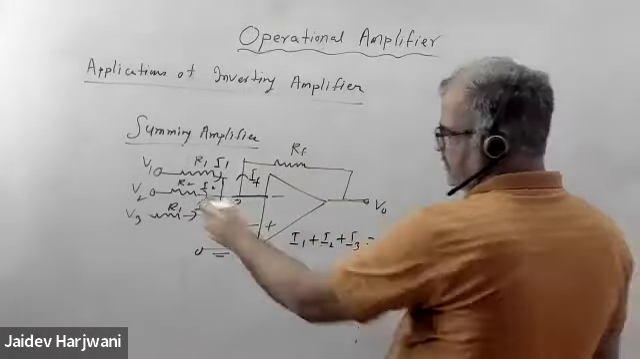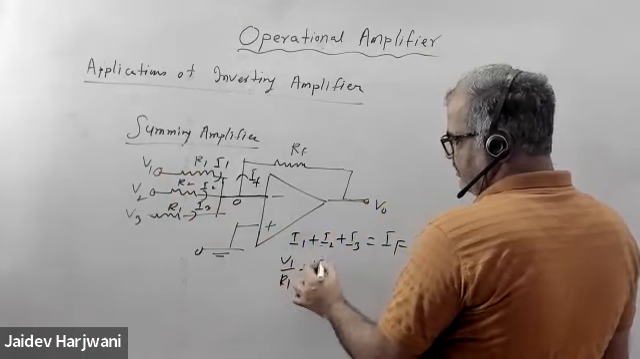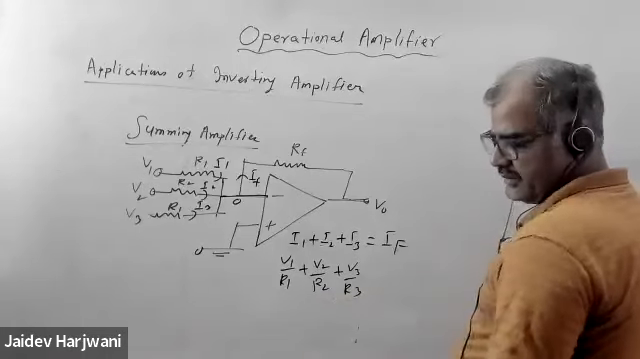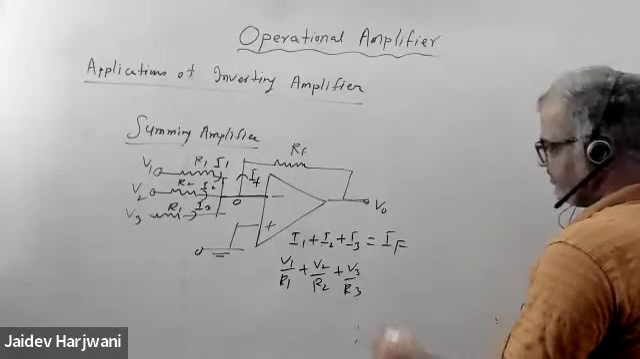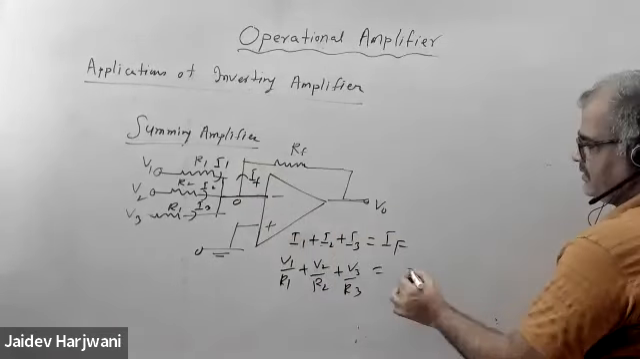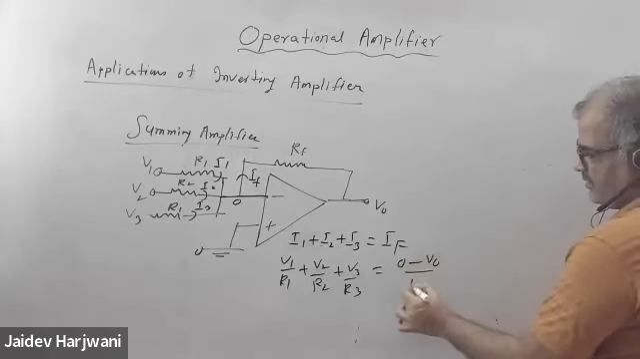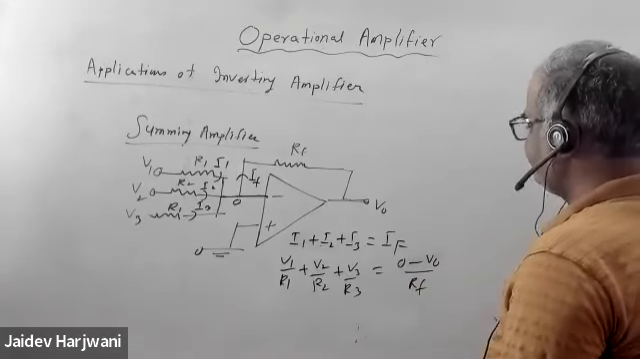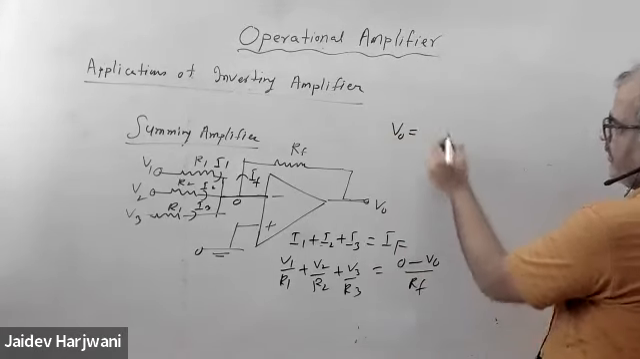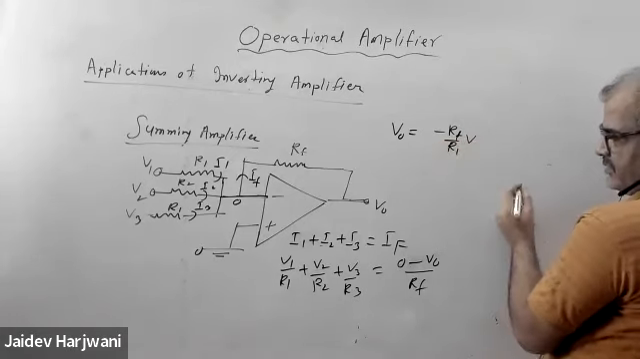And now what is your I1? I1 is simply your V1 upon R1 plus V2 upon R2 plus V3 upon R3. Isn't it? And IF is what? IF is simply your 0 minus V0 upon RF. Now what will be the value of my V0? So my V0 will be simply minus R1 minus RF upon R1.